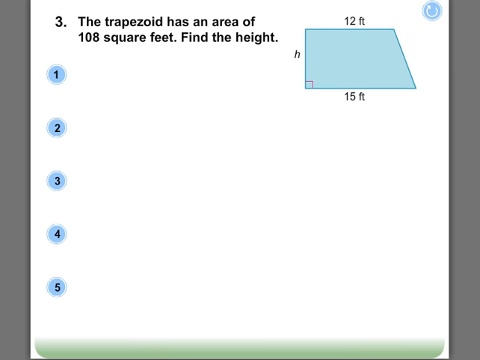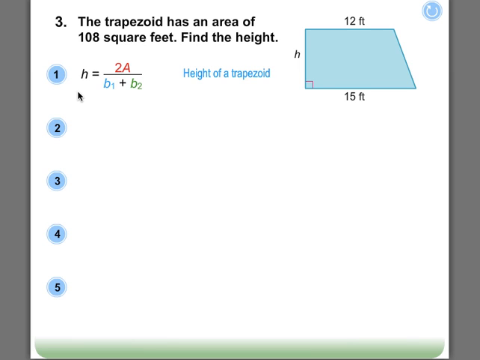Okay, so now we know the height, the 2 bases, and we know the area overall. Now we need to find the height. We've done this with parallelograms, and we've done this with triangles. So now we're doing it with trapezoids. Okay, so we're going to write out our formula.